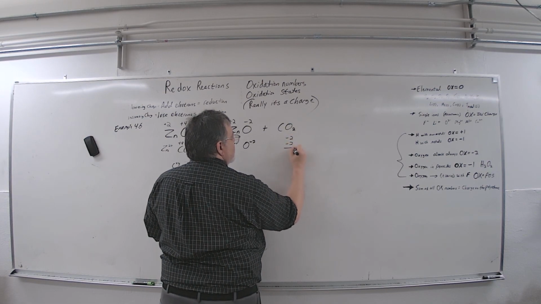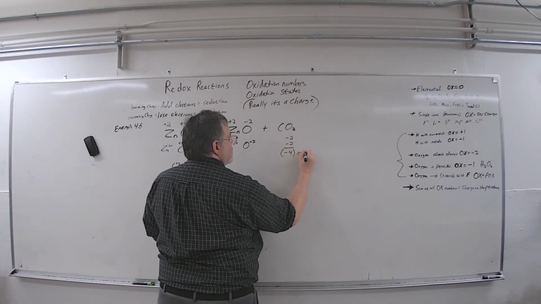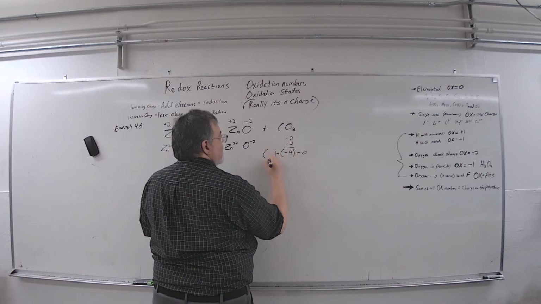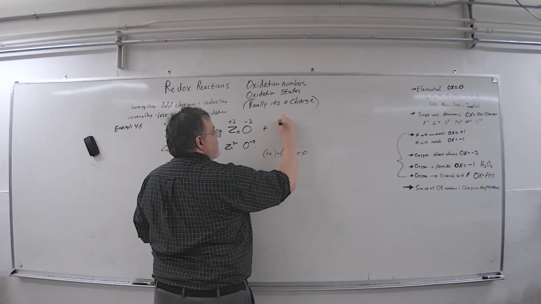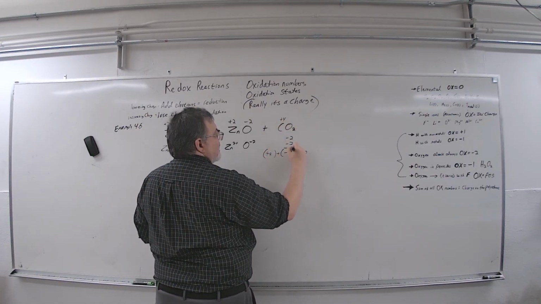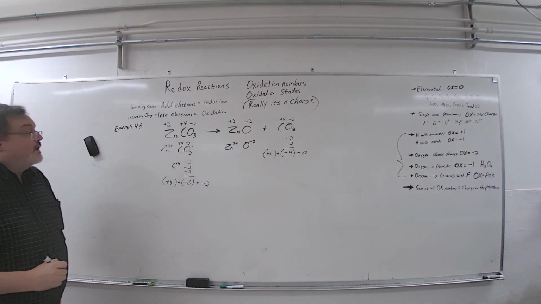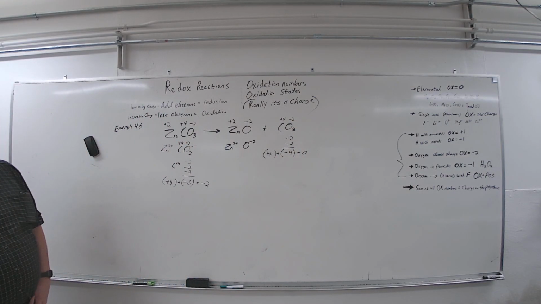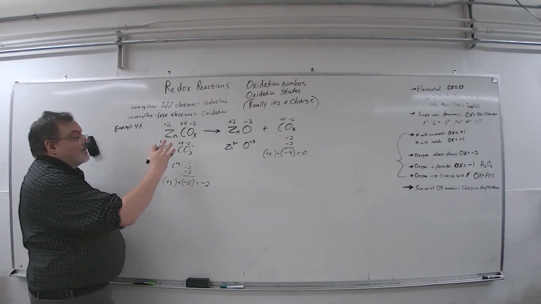-2, +2. Right here, there's no charge here. -2, -2, -4. No charge. So what goes here? This is +4, and this is -2. Asking the question, is this a redox reaction? We're looking for something to change.